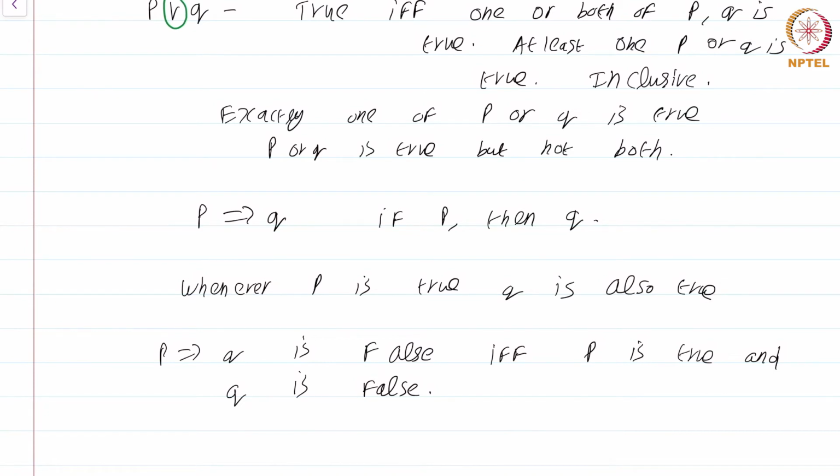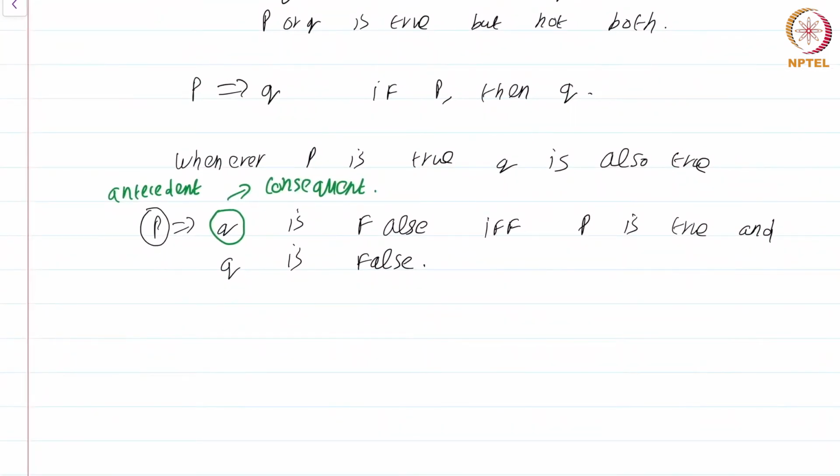So the statement P is also called the antecedent, whereas the statement Q is called the consequent. So there are several ways to read this. Q follows from P. If P, then Q. P implies Q. Now, you might ask, what will happen if P is false? If P is false, P implies Q is true.